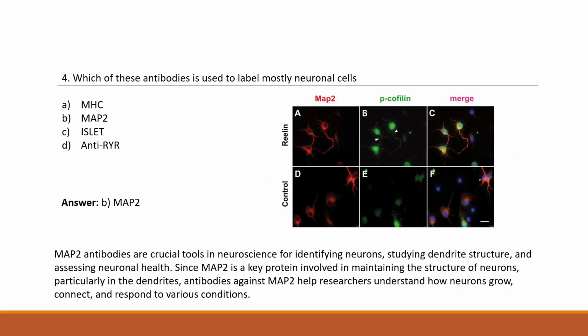And this is how they look. When they co-labeled it with MAP2 and cofilin, you can see that both of them are labeled in the cytoskeleton, and how different cells have different kinds of localization for this.